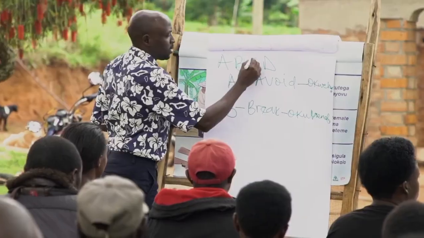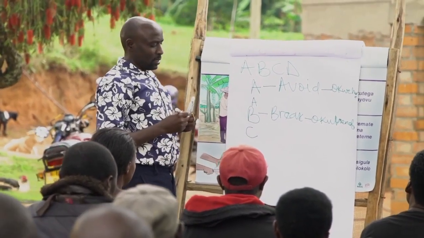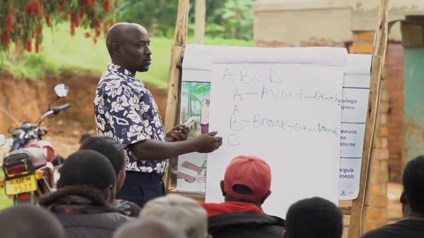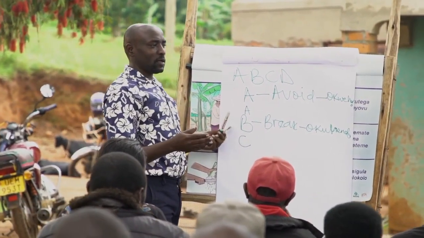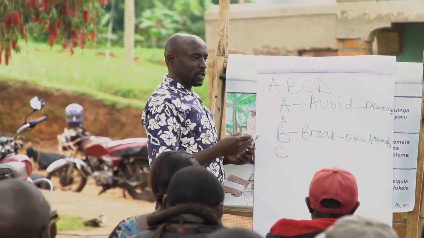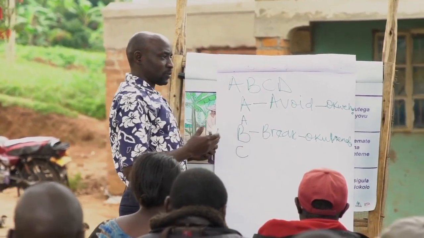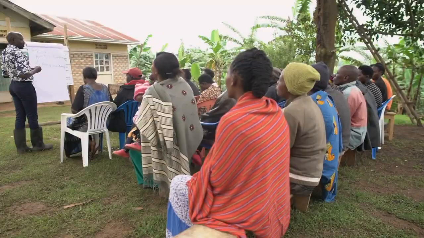Another thing you must do to control banana wilt is to cut down infected plants one by one and chop them to small pieces. So C is for cut. But remember, I also told you about the importance of chopping the cut plant to small pieces, okay? Yes. So C is for cut and chop.